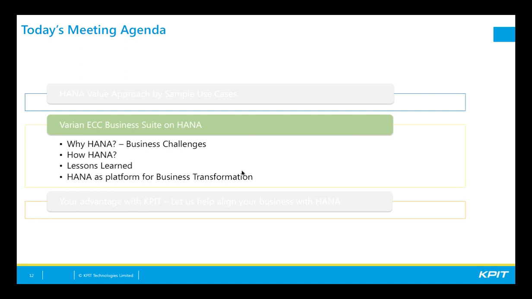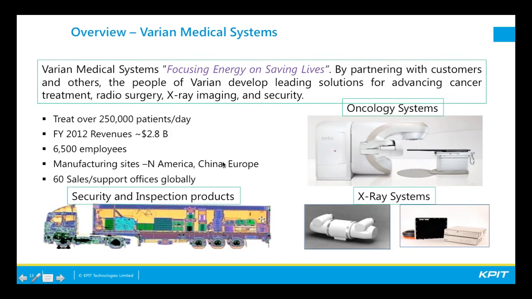So the next section is around the ECC Suite on HANA project at Varian, which Jason and I will co-present. I had the first discussions with Jason sometime in May of 2013 around HANA. What you will hear from Jason is the process of validation that Varian has gone through, validation of the technology, the business value, and also the meticulous process of system integrator selection. Jason, over to you.